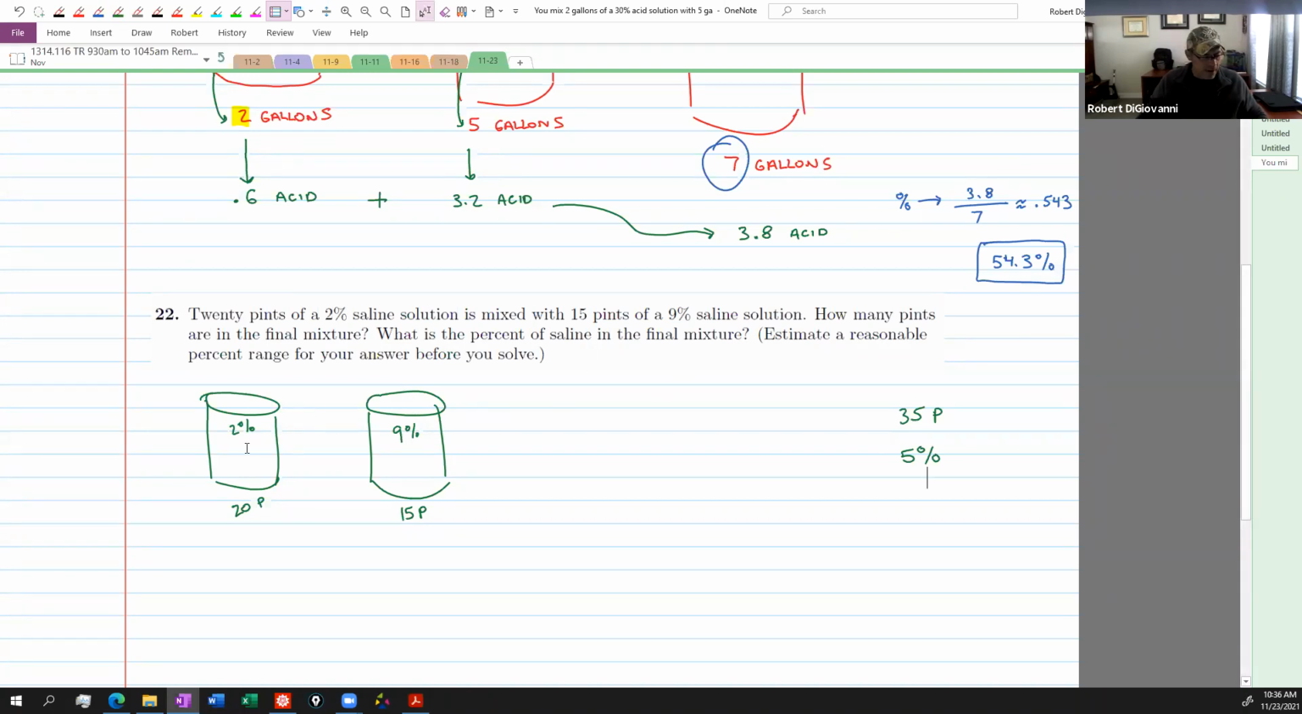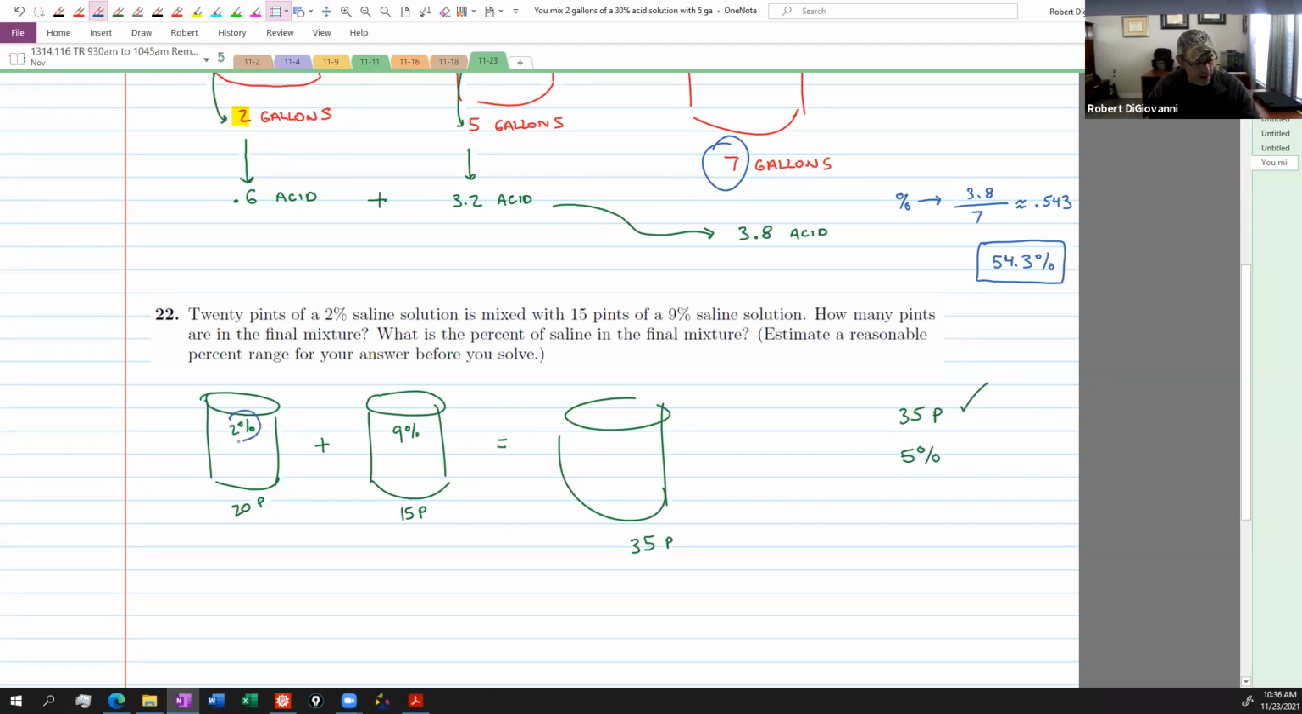First of all, you have 20 pints of a 2% mixture, 15 pints of a 9% mixture. When you add those two together, of course, your mixture is going to have 20 pints plus 15 pints. So you should have 35 pints. Okay, good. That's right.